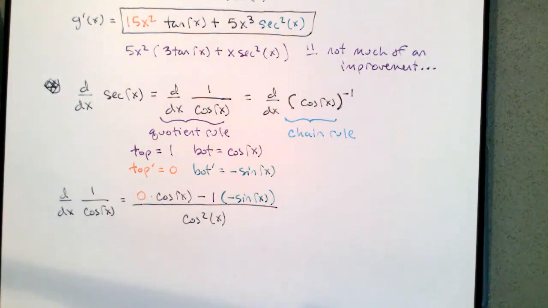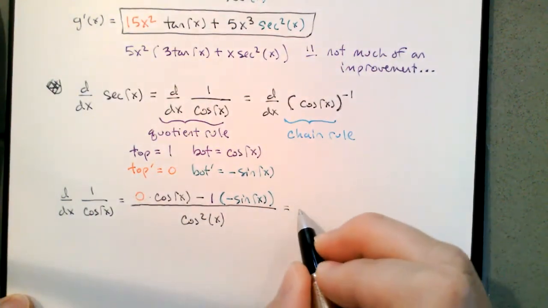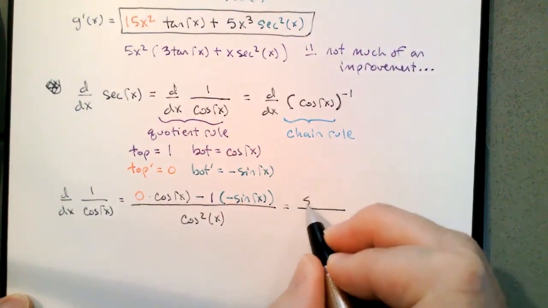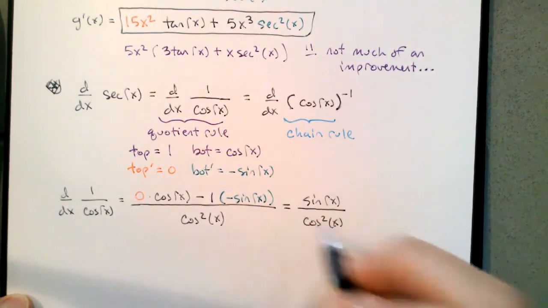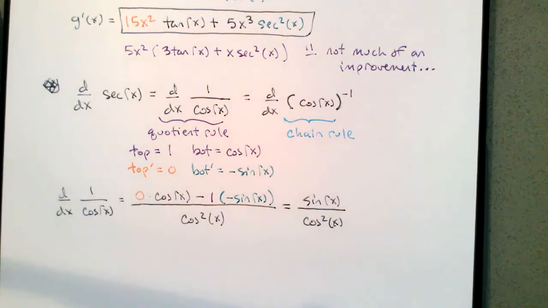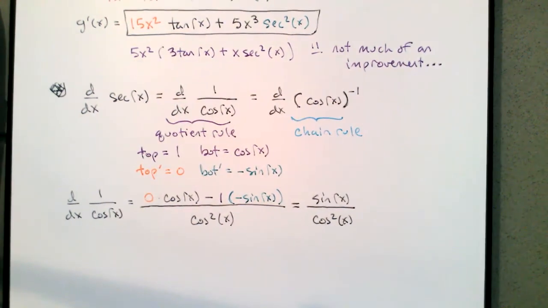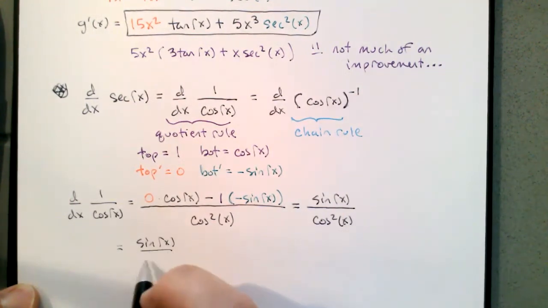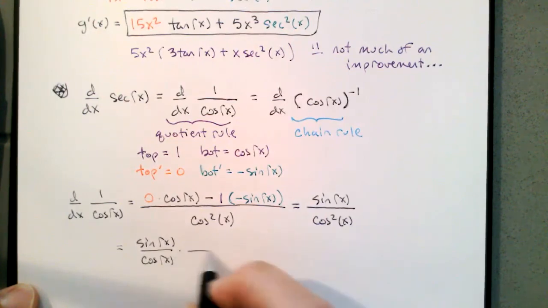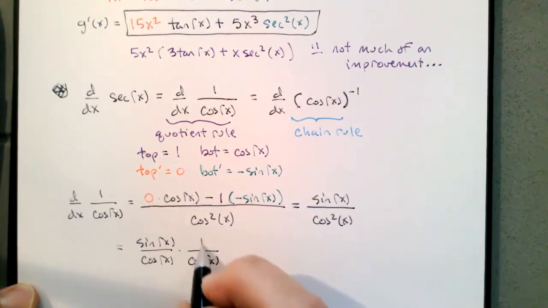So that first term drops out. 0 times cosine x is 0. And the -1 times sine x is positive sine x. So I end up with sine x over cosine squared. This is not the normal way we report the derivative of secant. We split the sine over cosine as tangent, and then we write 1 over cosine as secant. So we tend to rewrite this as sine x over cosine x times 1 over cosine x, and just split the cosines in the denominator.